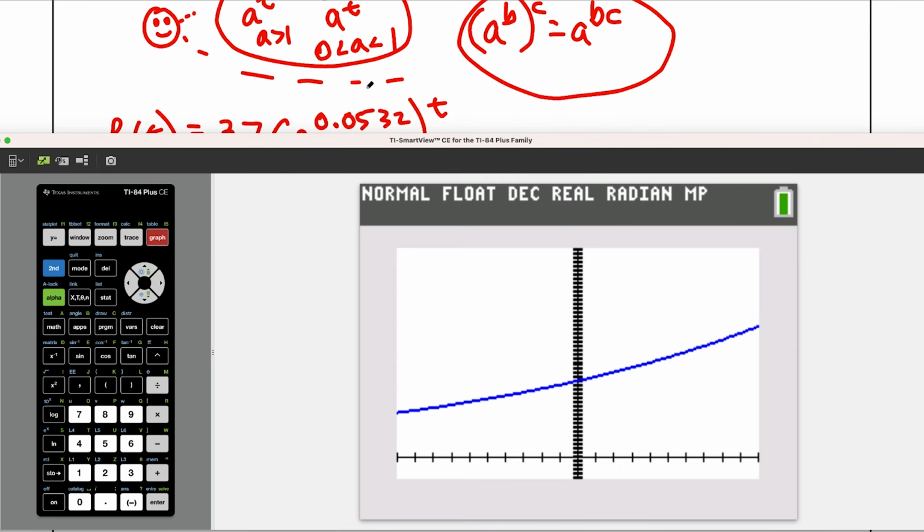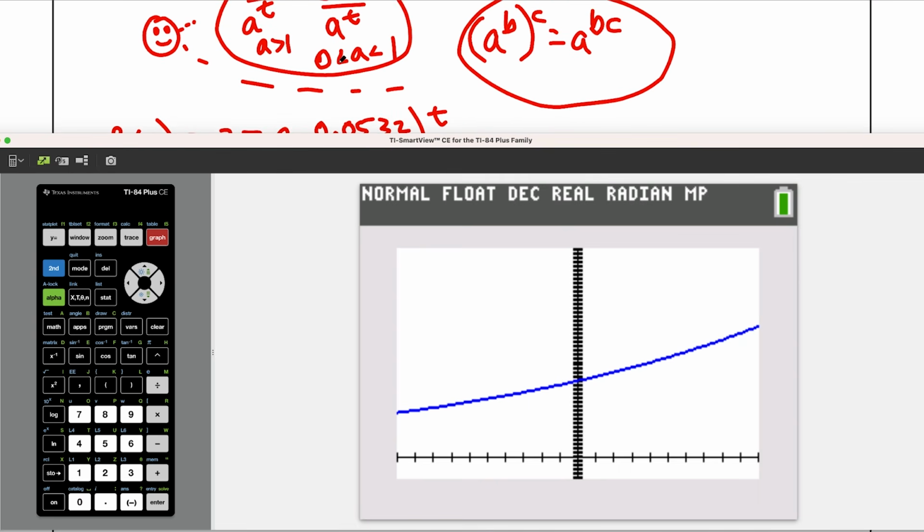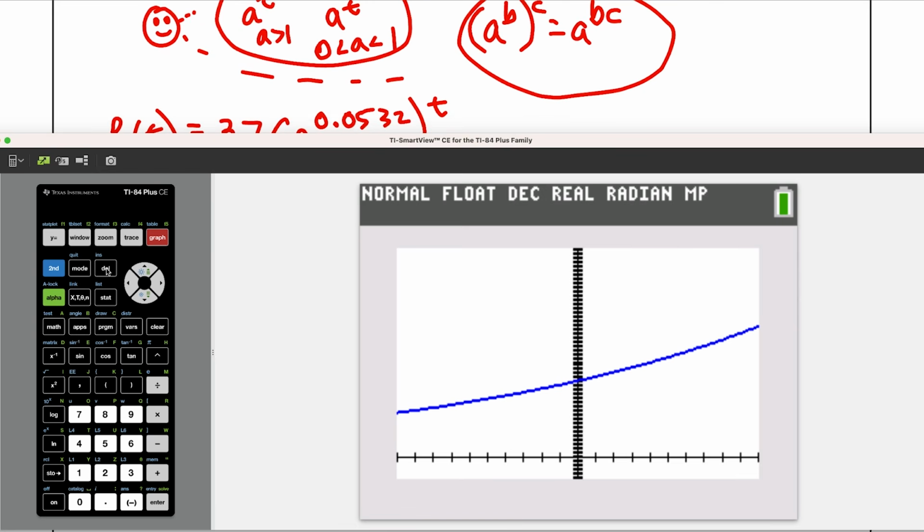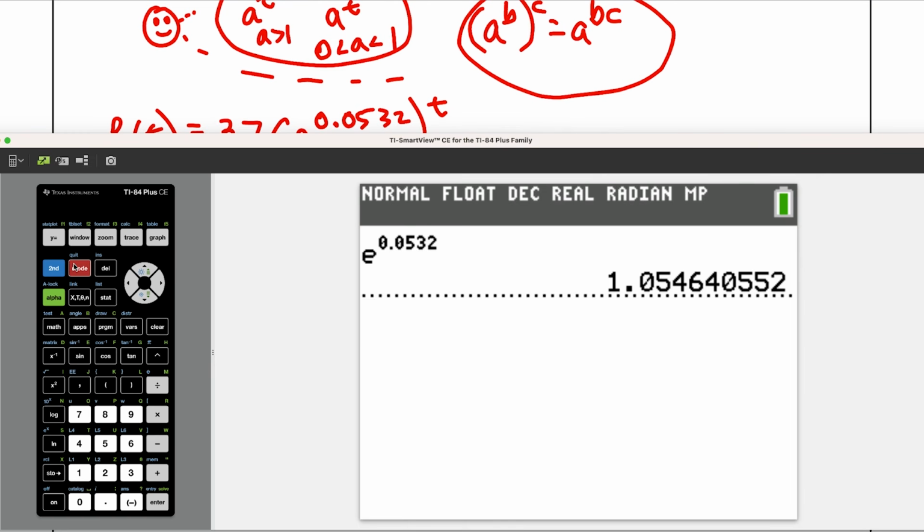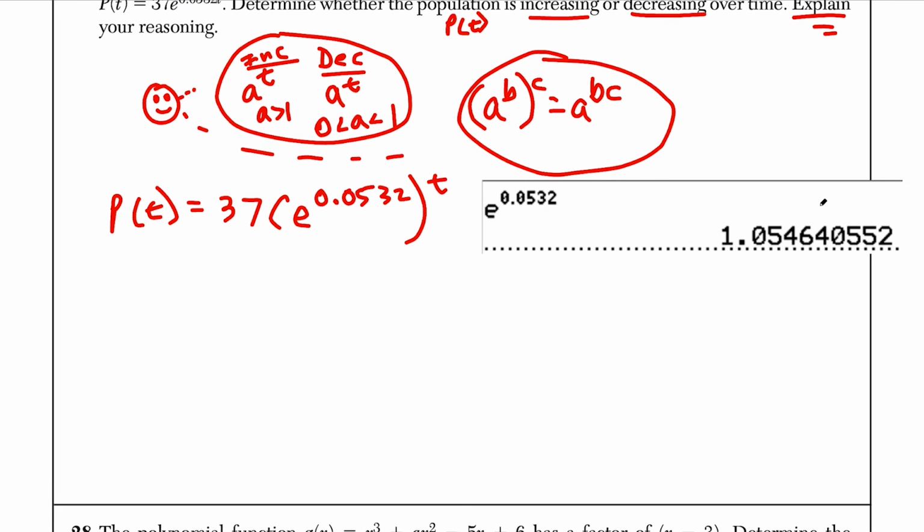It's using facts, and this is backed up by theory that a to the t is an increasing function when the base is greater than 1. So I personally like that explanation more. But once again, you could use whichever one you like the most. So now we'll just plug this in here.